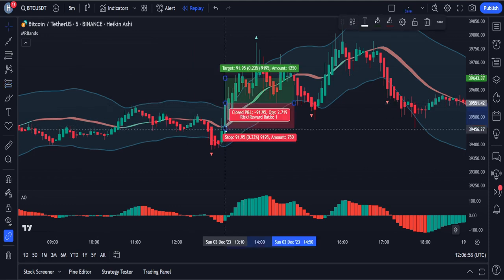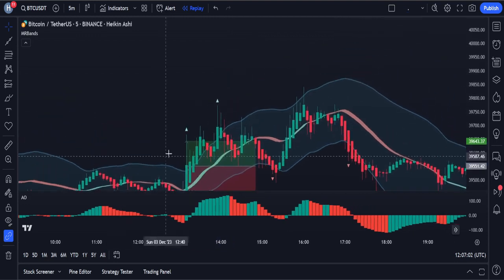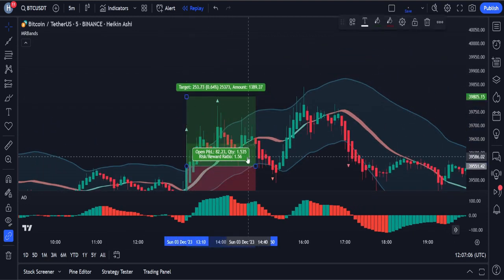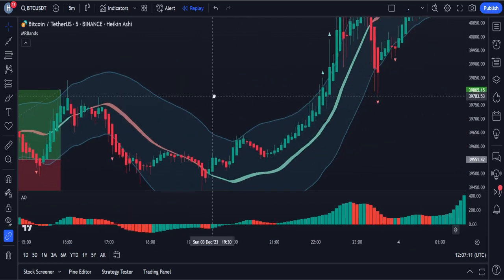The stop loss for this strategy will be placed above the previous swing low, and the take profit target will be set at 1.5 risk to reward ratio. I hope you guys have understood the rules of this strategy. Now let's go through another example.